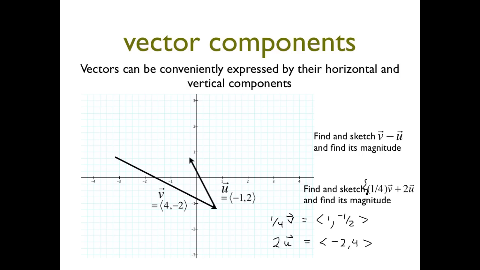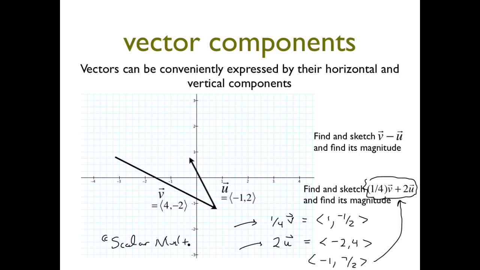So then the sum of these two vectors is simply the sum of these components. So what do you get? Negative 1, 7/2 would be that. Each of these individual little things that we did here, 1/4 v, 2u, is called scalar multiplication of vectors. So you're just scaling the vectors, changing their magnitude by a scaling factor, and then keeping the direction, or going the opposite direction if it's a negative scalar.